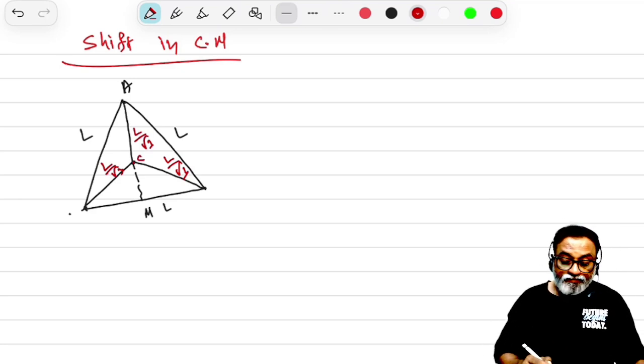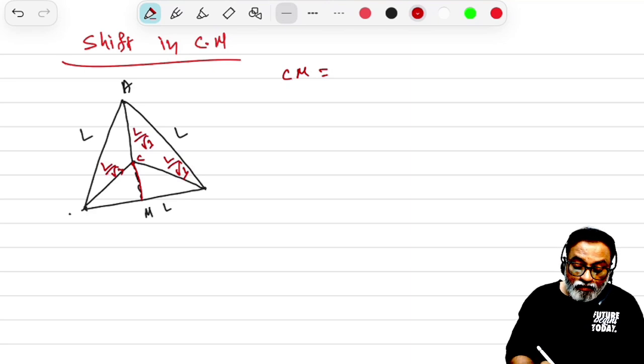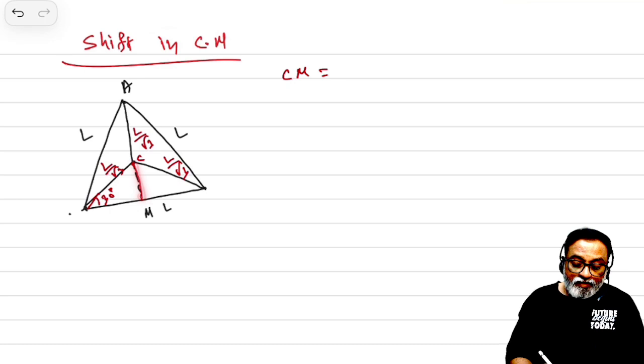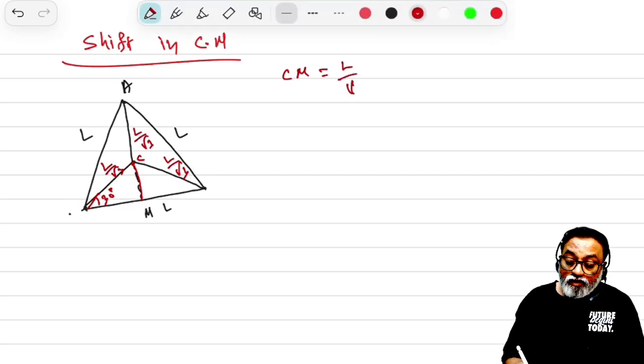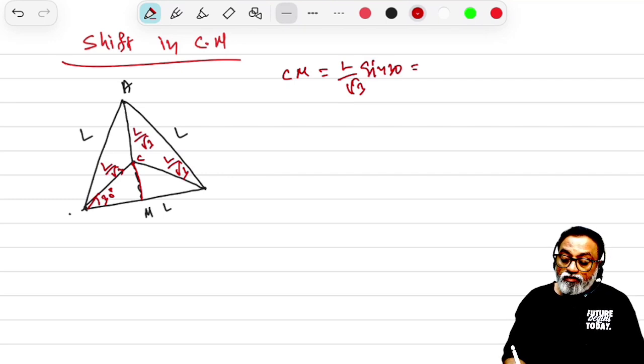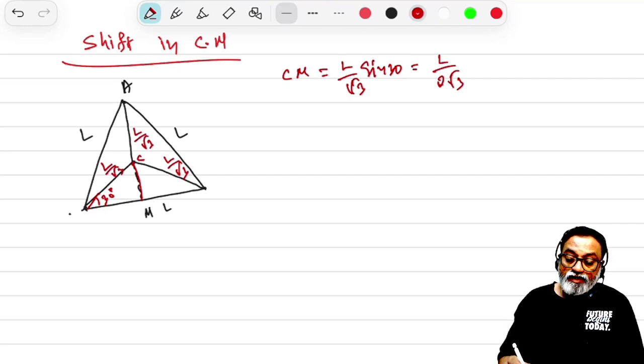This is the centroid C. Therefore, CM, this distance, here it is 30 degrees. Therefore, this one is nothing but L by root 3 cos 30 and this one is L by root 3 sin 30. Therefore, L by root 3 sin 30 means 1 by 2. Therefore, L by 2 root 3. From the centroid to any side, this one also L by 2 root 3, and this one also L by root 3.